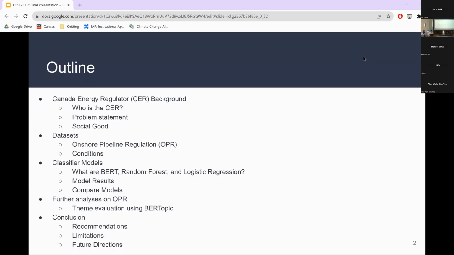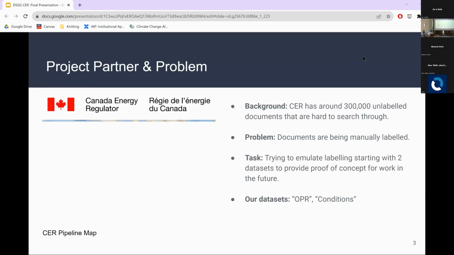Just to give you a brief overview of what we'll be talking about today, we'll talk about who the Canada Energy Regulator are, some of the data sets that they provided us with, some of the models that we were able to run, and some of the conclusions and analyses that we got from the data as well.